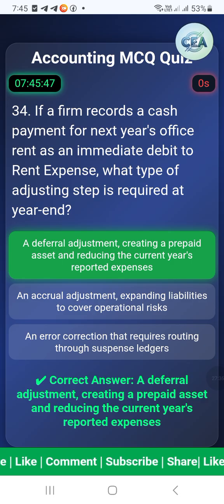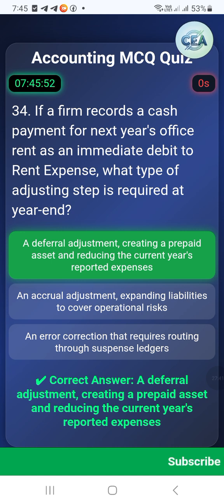Correct answer is a deferral adjustment, creating a prepaid asset and reducing the current year's reported expenses.